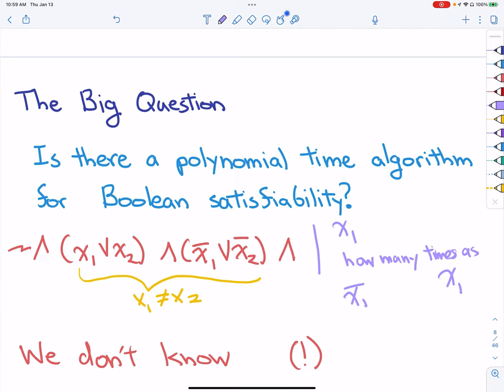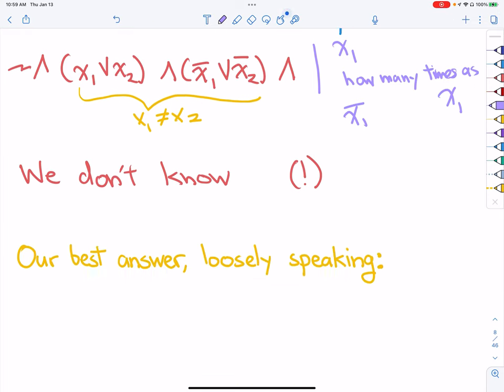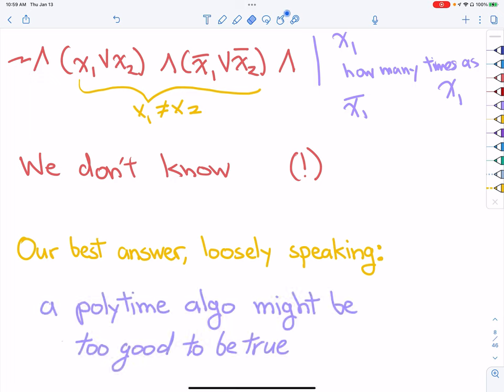The best answer we have, and we'll explore this more technically, so I'm only paraphrasing, is that a polynomial time algorithm might be too good to be true. If we could solve this in polynomial time, it turns out it could have so many implications, it's almost depressing. So we're going to explore this idea over the course of the whole semester, and I'll make much more explicit exactly what we mean by too good to be true. This is also not at all a fully satisfactory answer. If an algorithm came along our way, we would be very happy. Really, our best answer is that everyone's tried for 50 years.